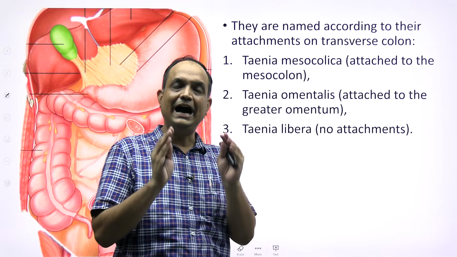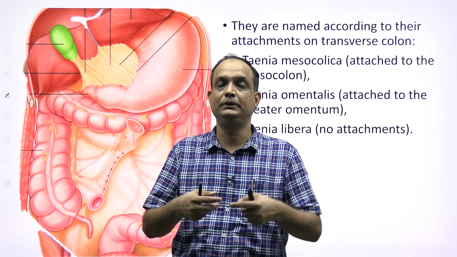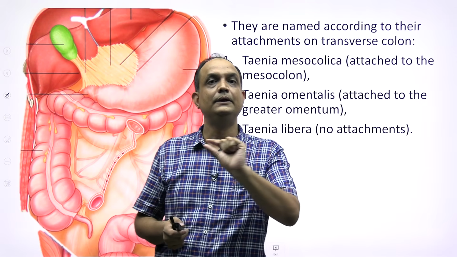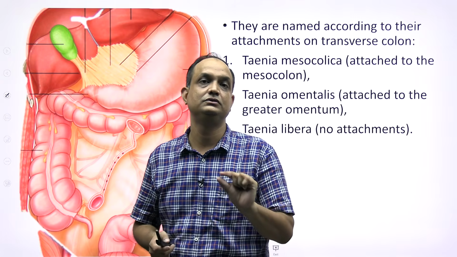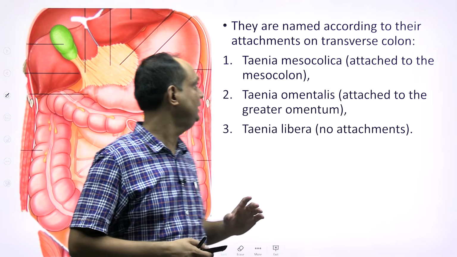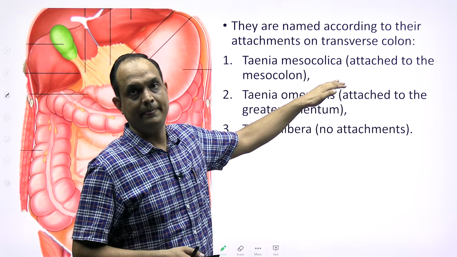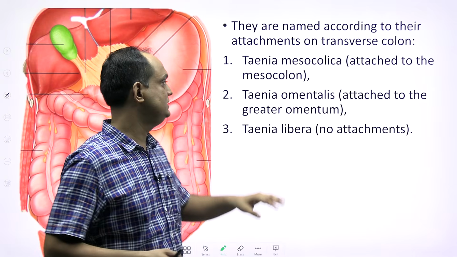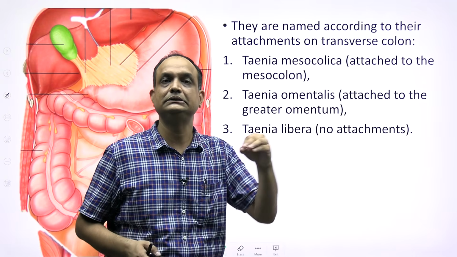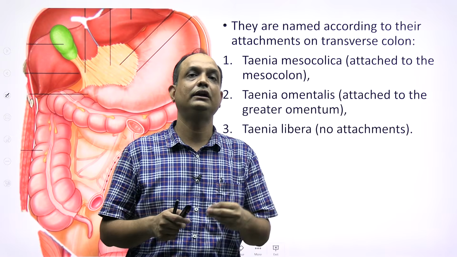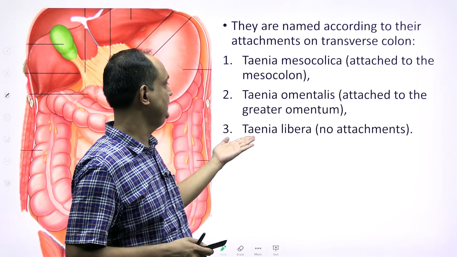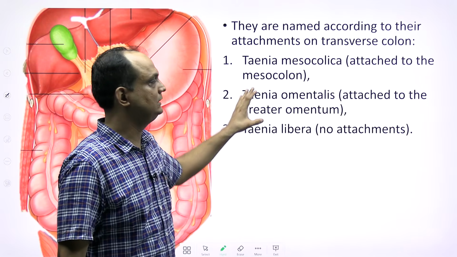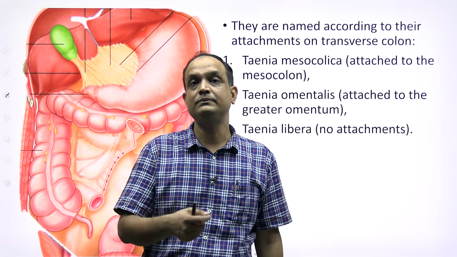So you have the three Teniae around the transverse colon because it is a part of the large intestine. One Teniae provides attachment to the mesentery of your transverse colon, which is known as the transverse mesocolon, so the Teniae is named Teniae mesocolica. One Teniae provides attachment to the omentum, which then hangs downward, and is known as Teniae omentalis, and the third Teniae remains free. It does not have any attachment, and that is known as Teniae libera. Libera means free. Clear? So this is the concept behind the names of the three Teniae.